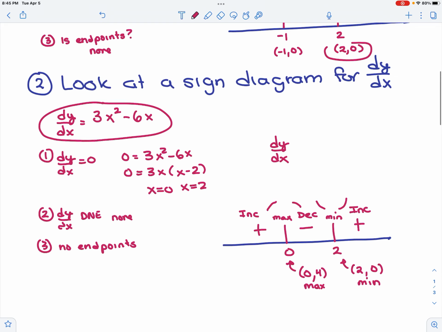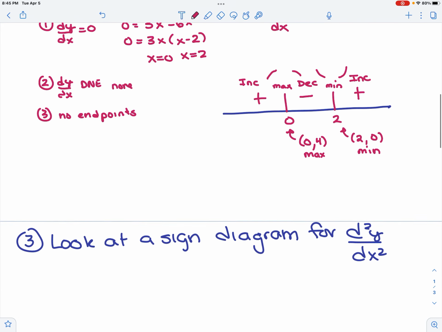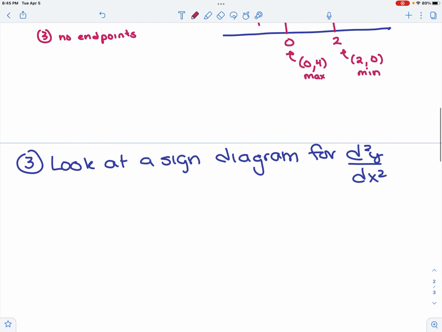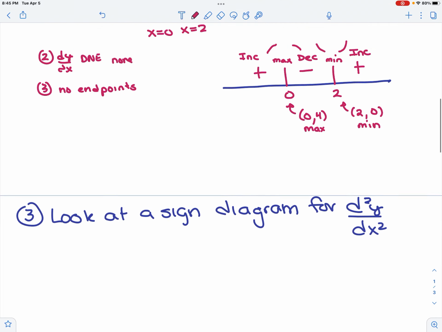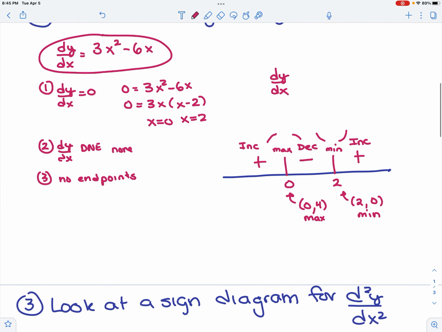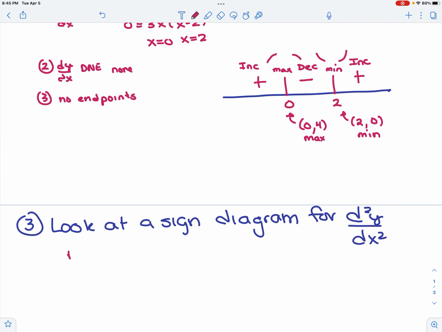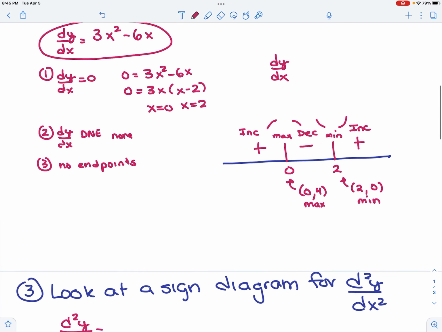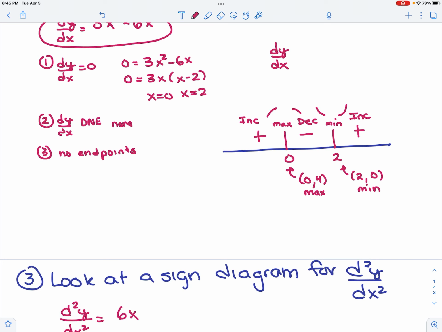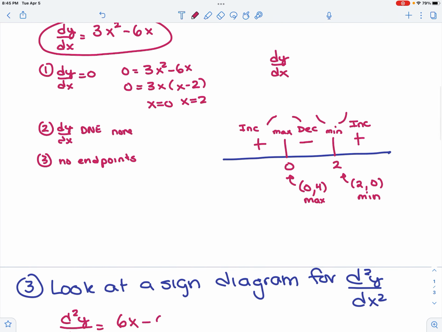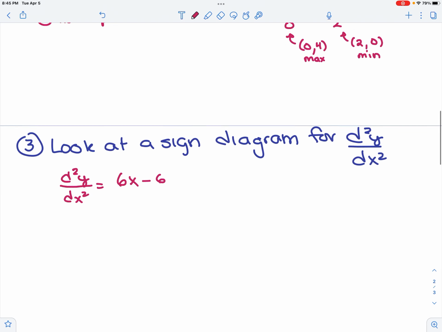Okay, because it's where the derivative equals 0, which tells us in the original graph there's a max or min. Okay, let's take a look at the sign diagram for the second derivative. So the first thing I want to do is find it. So 3x squared minus 6x, so it's going to be 6x minus 6. So hopefully you can see I'm taking the derivative of the derivative.